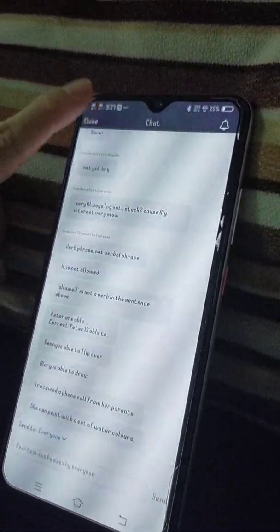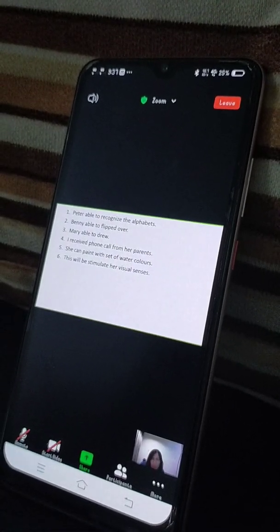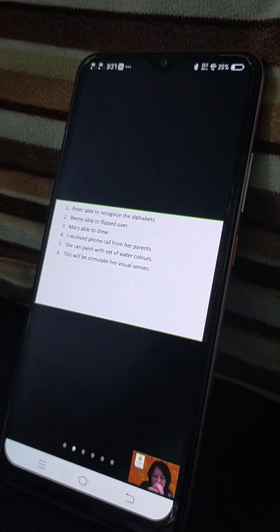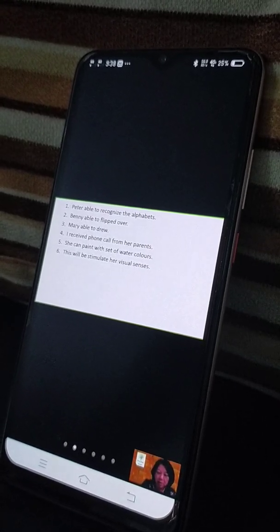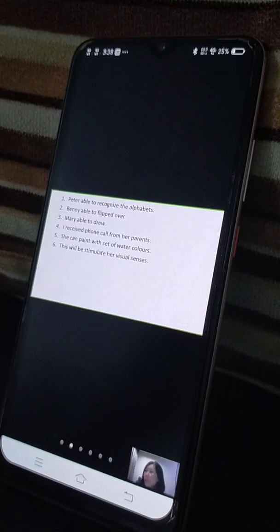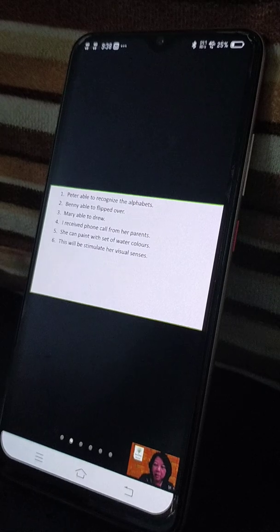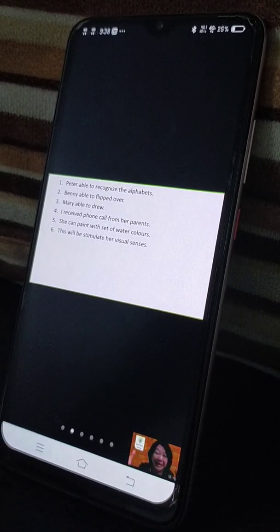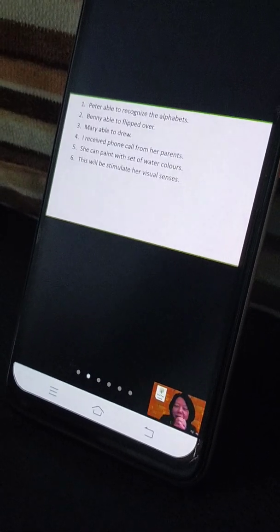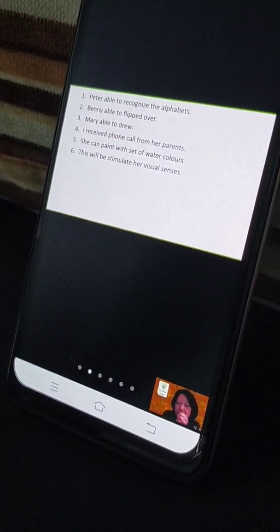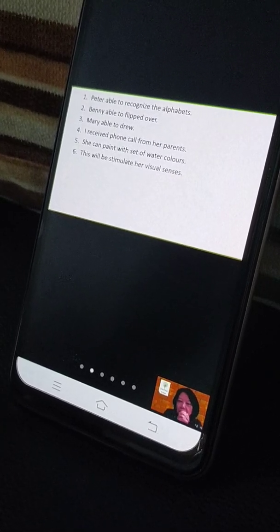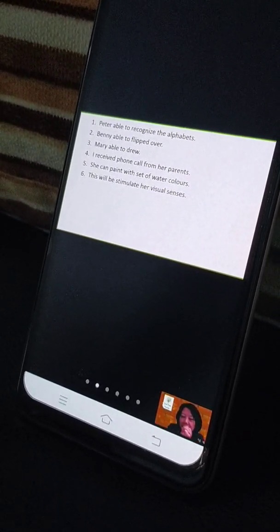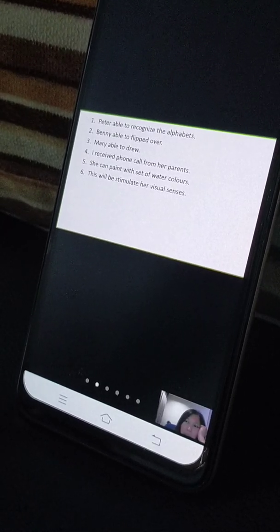What else? Okay, I mean, if you read this stimulates. Visual senses. Okay. If you really want to use will be, let's say you want to use will be, how would you change the sentence? Although I find it unnecessary, but yeah, let's say you really want to use will be. Visual senses will be stimulated by this.